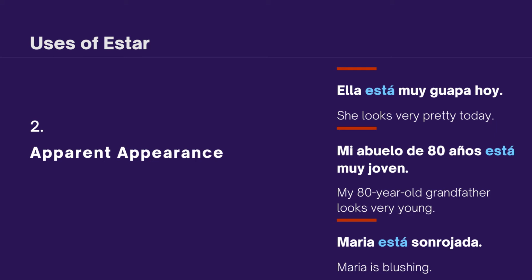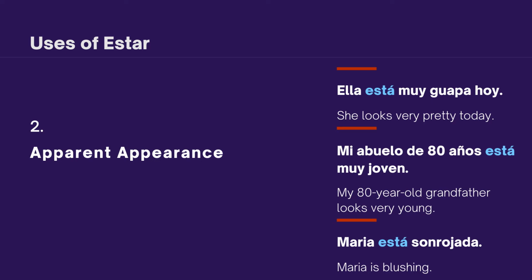Some examples we have, ella está muy guapa hoy. She looks very pretty today. So for you, she looks very pretty today. Another example is, mi abuelo de 80 años está muy joven. My 80-year-old grandfather looks very young. So for other people, maybe 80 years old is already too old. But for us, and especially how our grandfather looks, we believe that he looks very young for his age. So for us, he looks young.